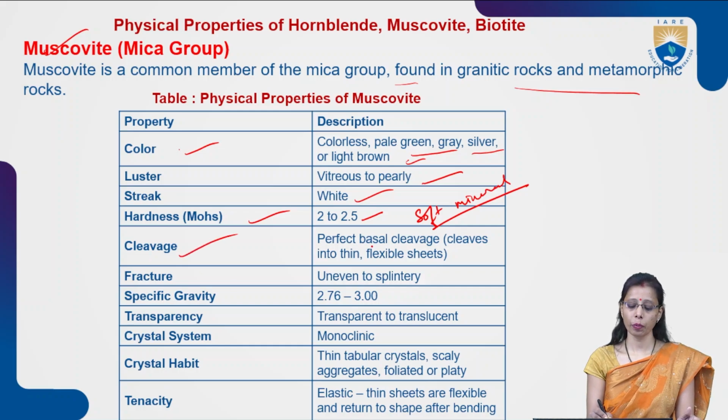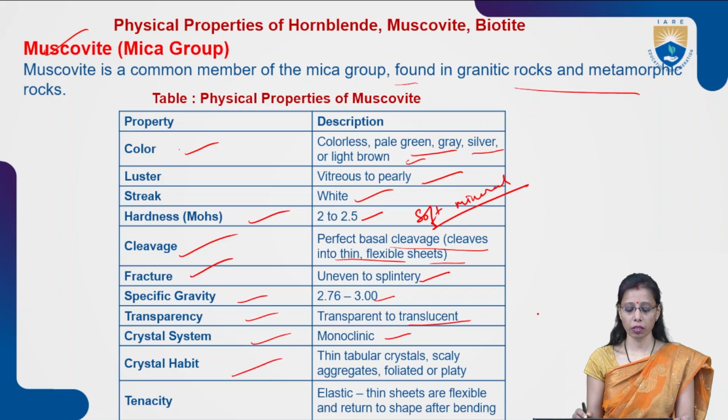Cleavage is perfect basal cleavage into thin, flexible sheets. Fracture is uneven and splintery. Specific gravity is 2.76 to 3. Transparency is transparent to translucent. And the crystal system is monoclinic.